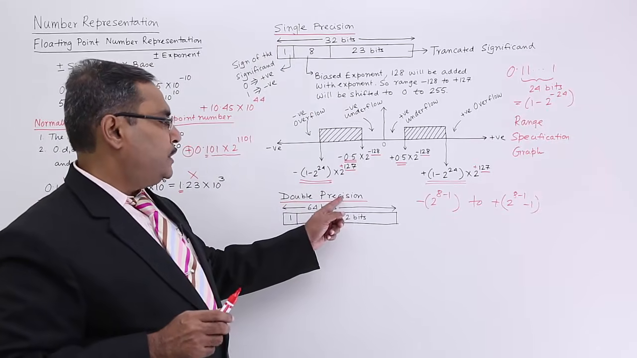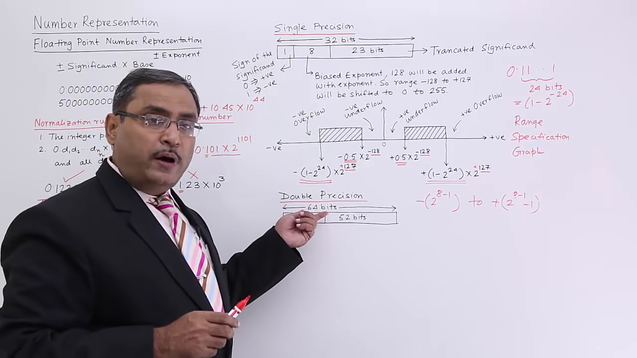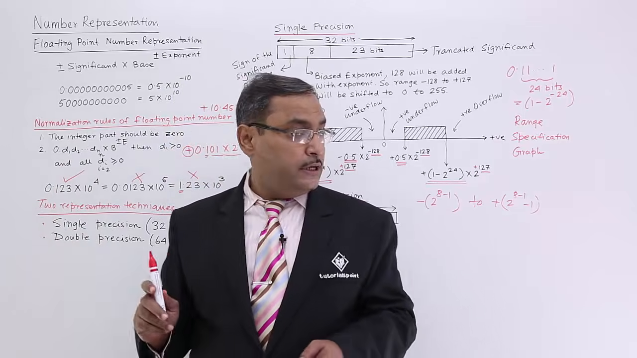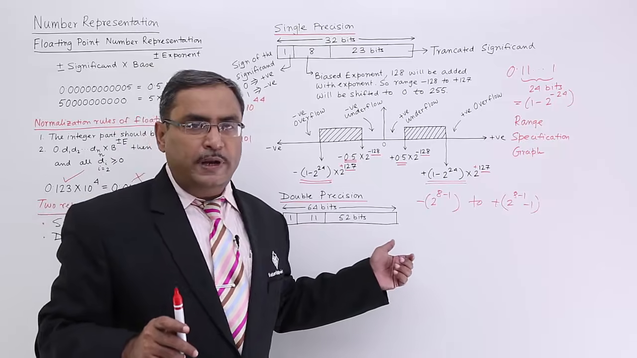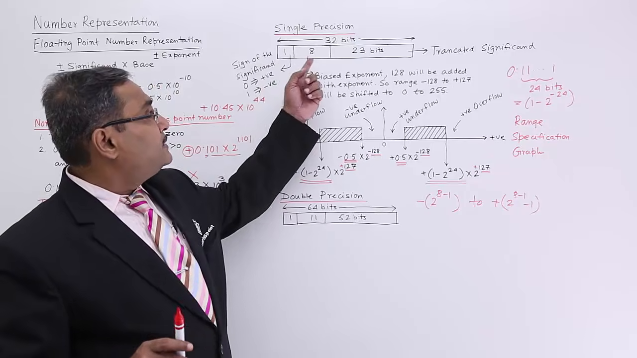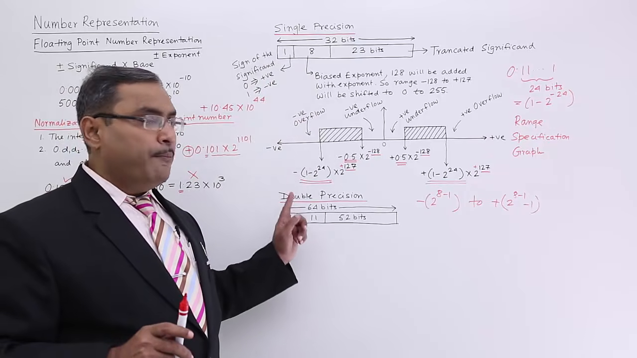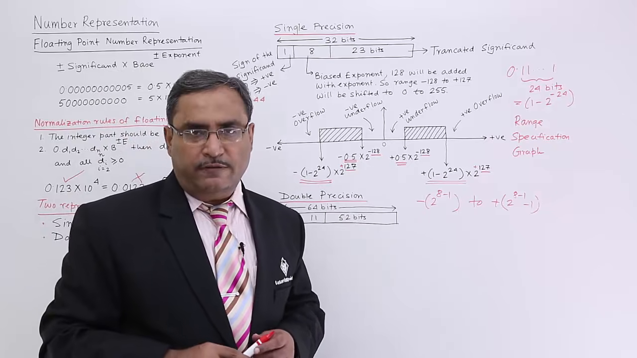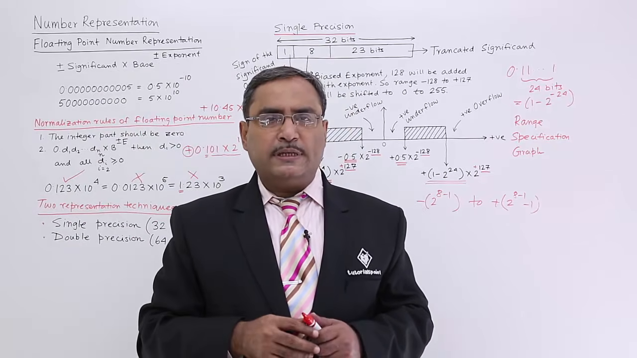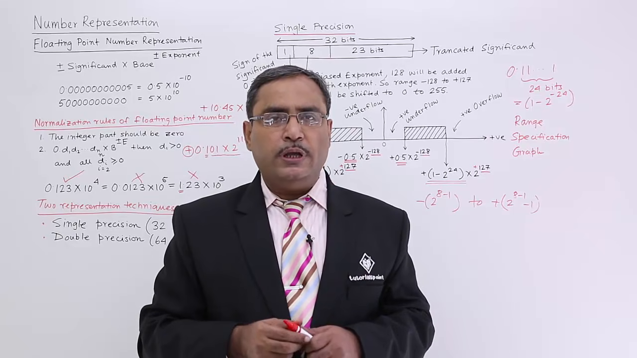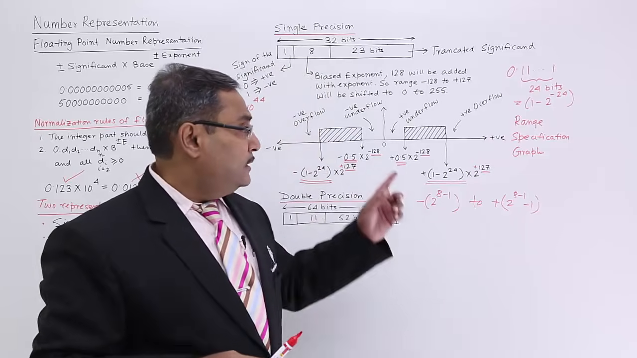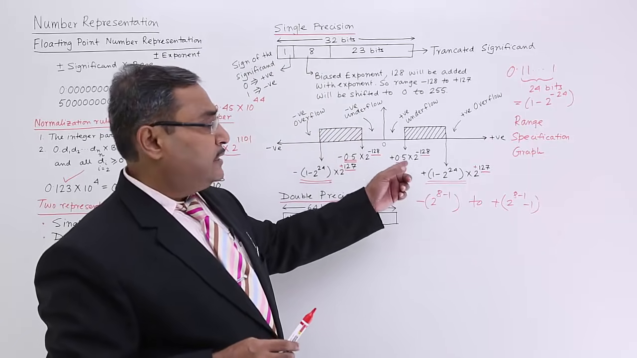In case of double precision, the bit space will be 64 bits. I've told you about single precision and double precision. In this case the bit division will be 1, 11 and 52, and all of them have the same meaning: there is a sign for the significand, biased exponent and truncated significand. So in this way we can conclude that floating point number representation can be done in the computer's memory in two different representations, single precision and double precision, and these are the range specification graphs I have shown.